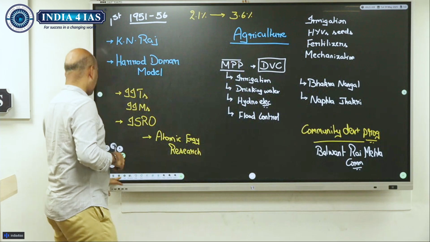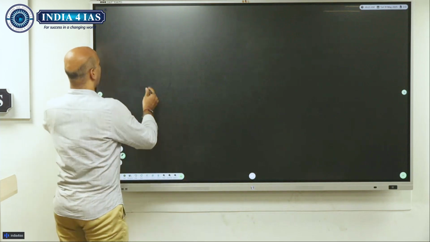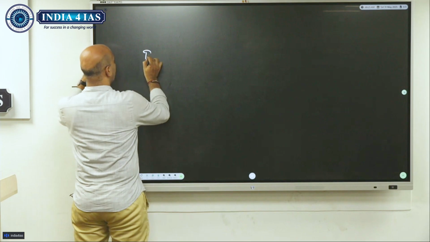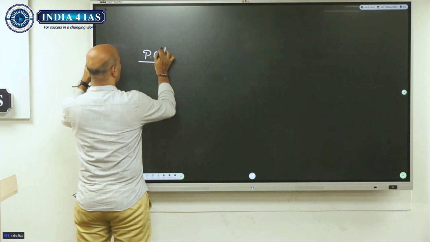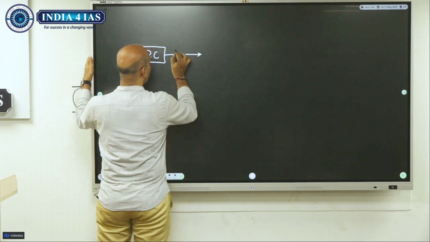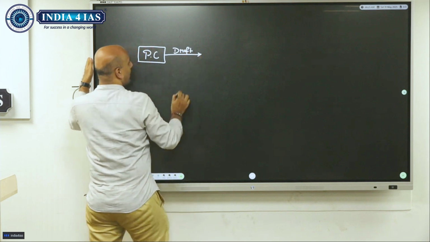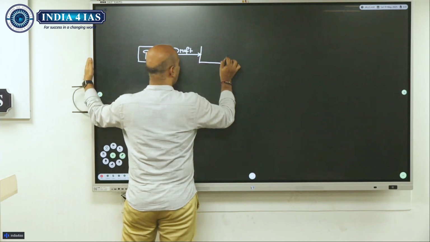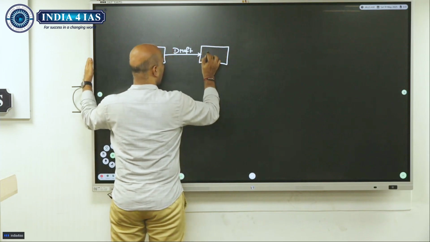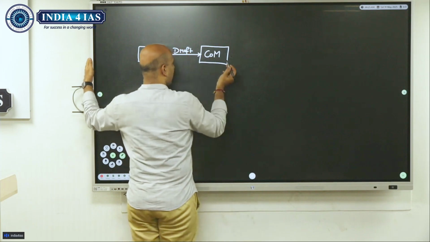So what was happening in terms of the way planning was made? We had a planning commission, which is an executive body. The planning commission will prepare a draft plan and submit it to the Council of Ministers, headed by the Prime Minister.